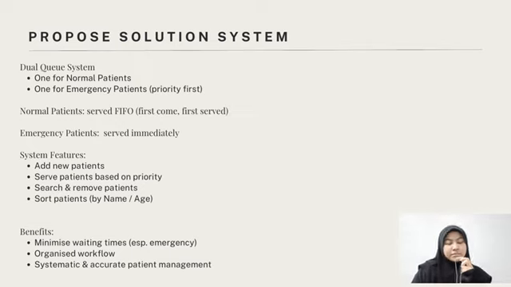For example, after the patient registers in the clinic, and the case is considered as an emergency case, it will be the priority to see the doctor first. Our system features are add new patient, serve patient based on priority, search and remove patient, sort patient by name or age, and update patient info. For benefits, it will minimize waiting time, organize workflow, and the last one is systematic and accurate patient management.